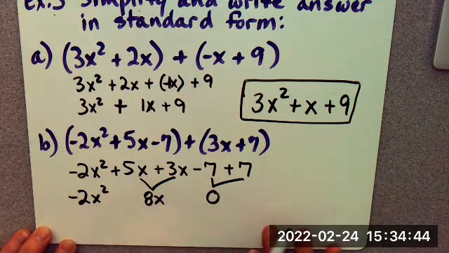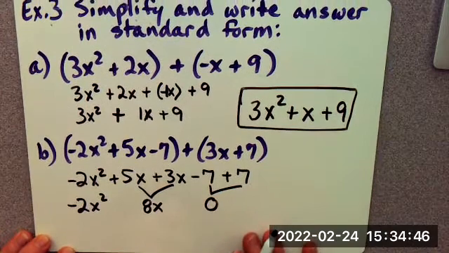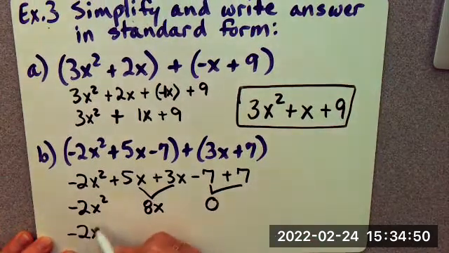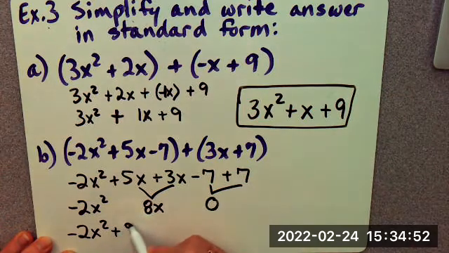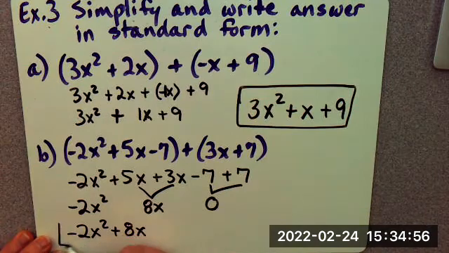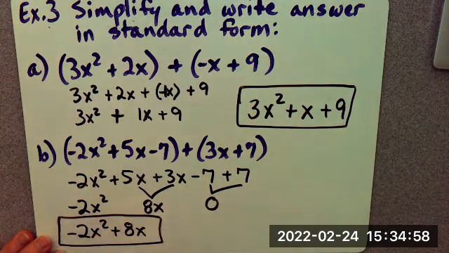So my final polynomial in standard form would look like this. Negative 2x squared plus 8x, and then there's nothing to add here. So that's it.